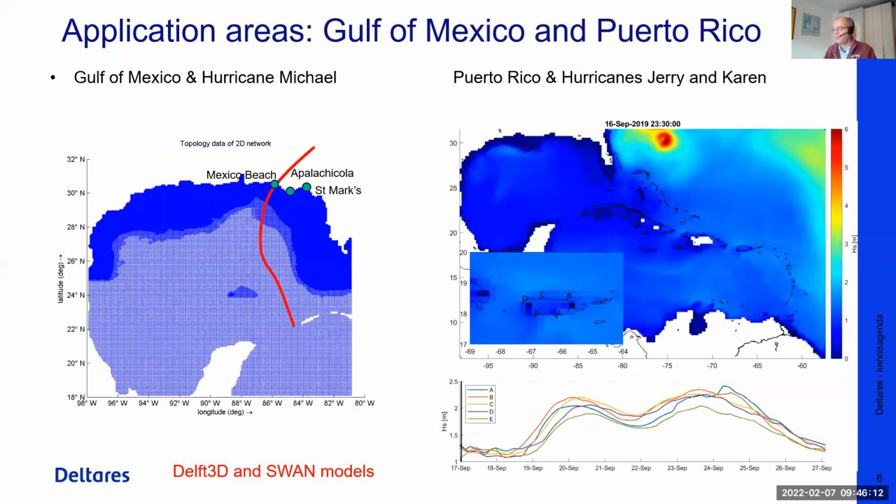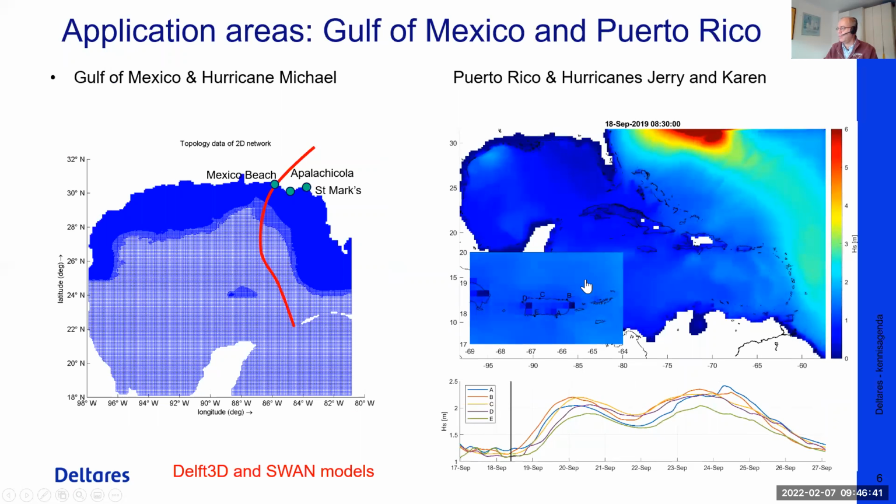We'll look at two examples that we're working on right now. One application area is the Gulf of Mexico, where we will be looking at Hurricane Michael, which made landfall here in Mexico Beach, and we'll look at some results at that town in Florida, and also in Apalachicola and in St. Mark's in the Florida Panhandle. And we'll also look at the results for Puerto Rico, which was hit by Hurricane Jerry and Karen.